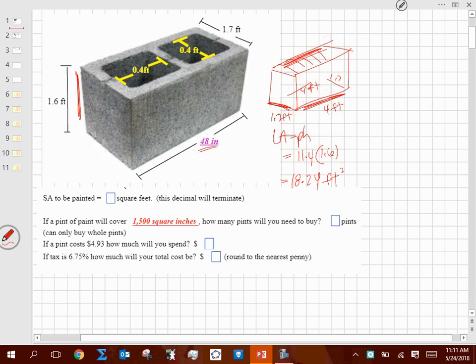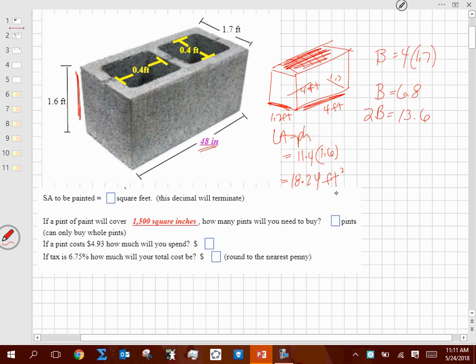Now I've got to figure out what the area of these bases are. So one base is 4 feet by 1.7 feet. Okay, so I'll multiply that. 4 times 1.7 gives me 6.8. So B equals 6.8. But I got 2 bases, so it's going to be 13.6 when I double that.